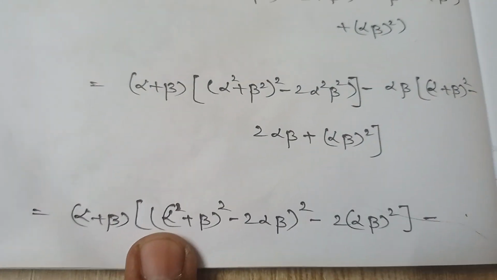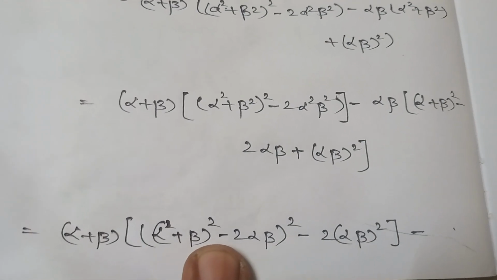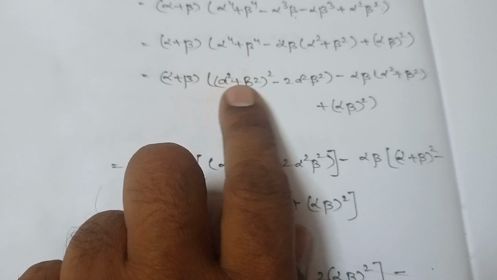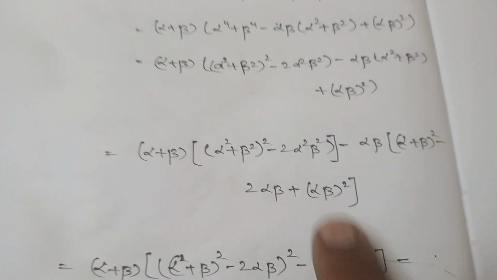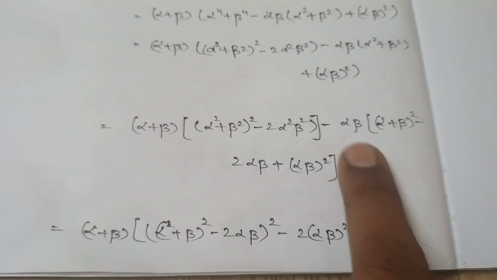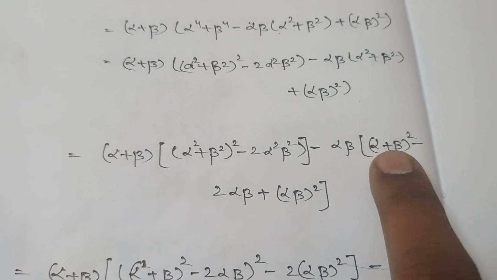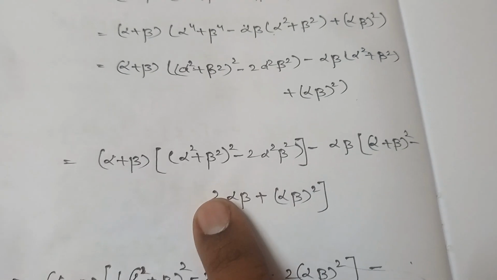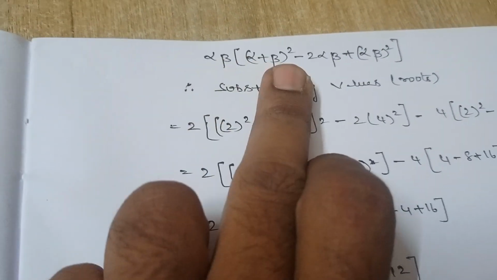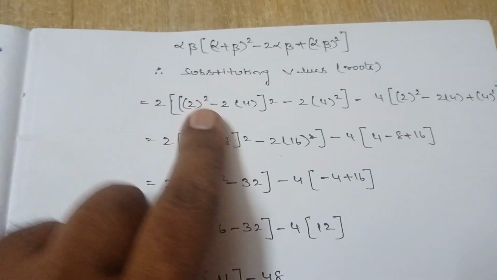Alpha plus beta into alpha plus beta whole square minus 2 alpha beta. This value is nothing but alpha square plus beta square whole square. This can be written in this format: minus 2 alpha beta whole square, minus alpha beta into alpha plus beta whole square minus 2 alpha beta, plus alpha beta whole square. Now the total step is in the form of alpha plus beta and alpha beta guys. Now substitute the values and simplify.